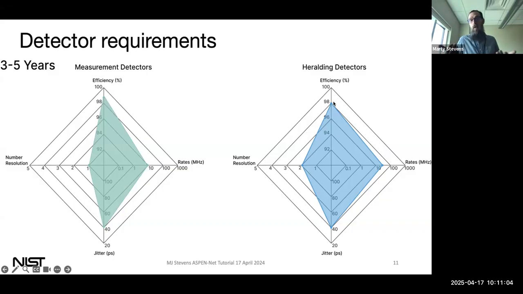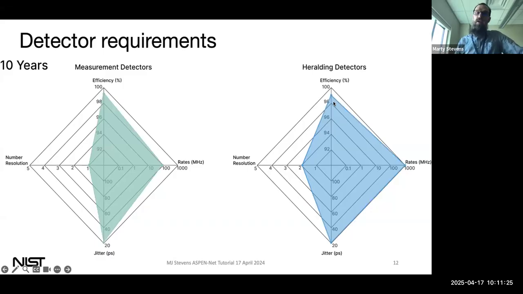Because if you think about it, you have low efficiency, let's say a 50% efficient detector, and you're trying to identify a 2-photon event. Well, half of the time you're going to misidentify a 2-photon event essentially as a 1-photon event in that case. So it's really not terribly useful. So you really need very high efficiencies for that.